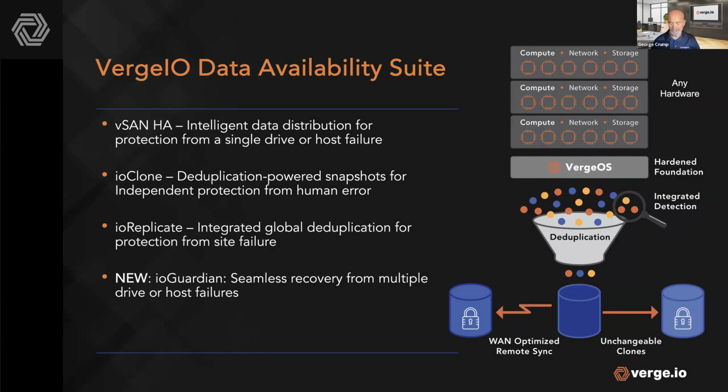Built in the product, and we'll probably talk about it a couple times today, is our global inline deduplication. It's that global aspect that becomes important when we start talking about replication, because we can replicate between multiple sites to one site, and the only thing that goes across the wire is unique data. So that saves a lot in bandwidth.